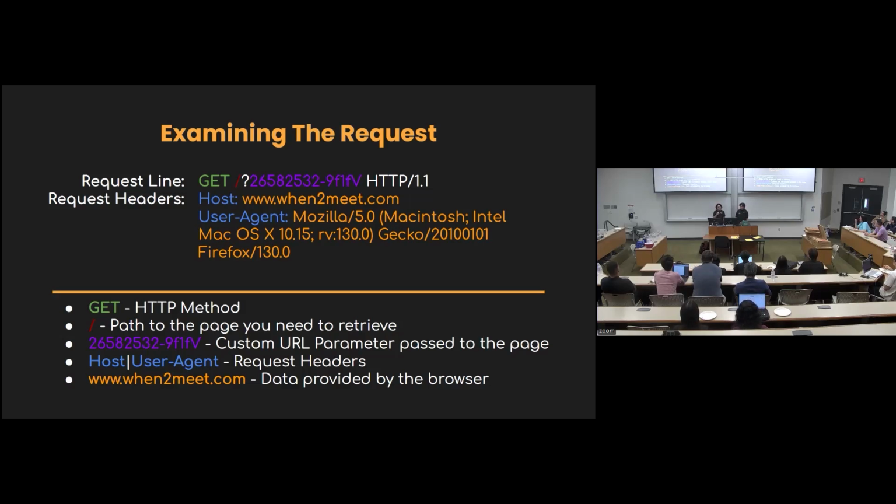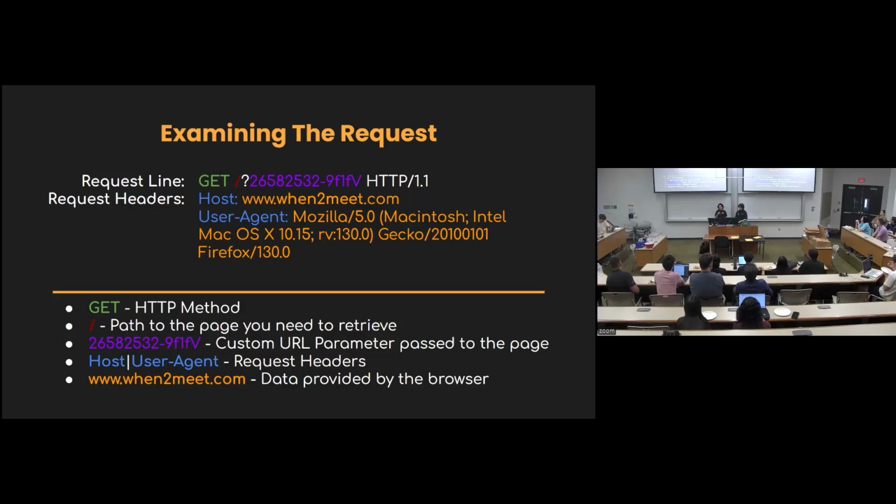Then after the question mark, we have the text labeled in purple, and that's called a URL parameter. When you send a GET request, you have the option of sending additional data through the URL in the form of this format. And then in blue, we have metadata that's sent with the request, in this case, the headers. And in orange is their value.